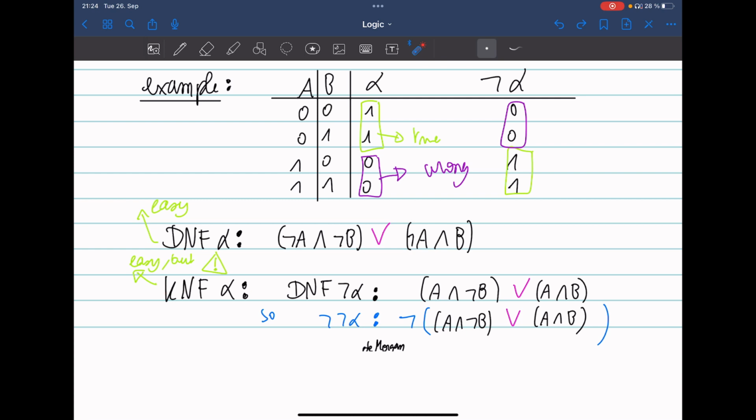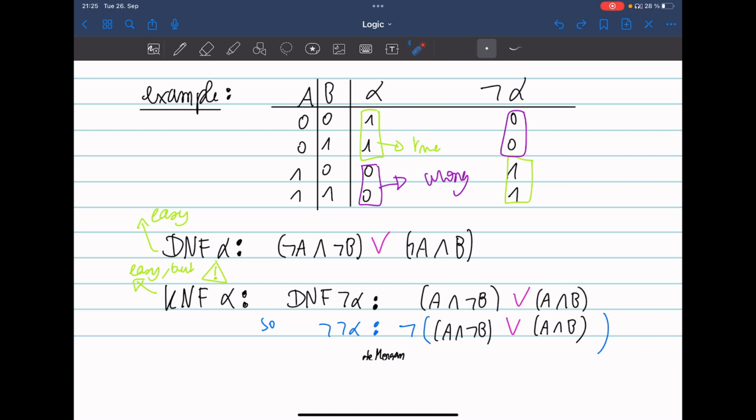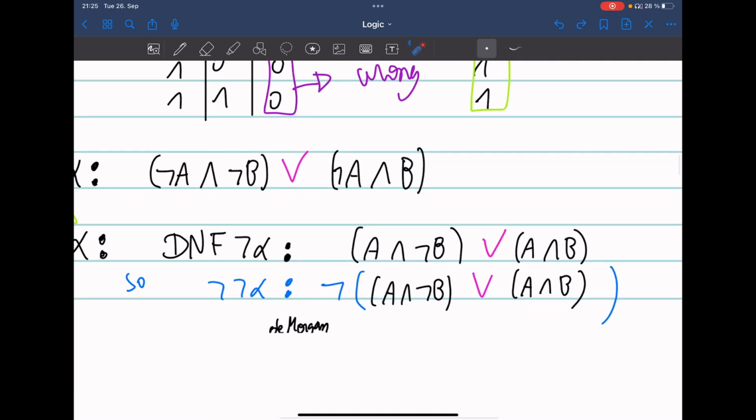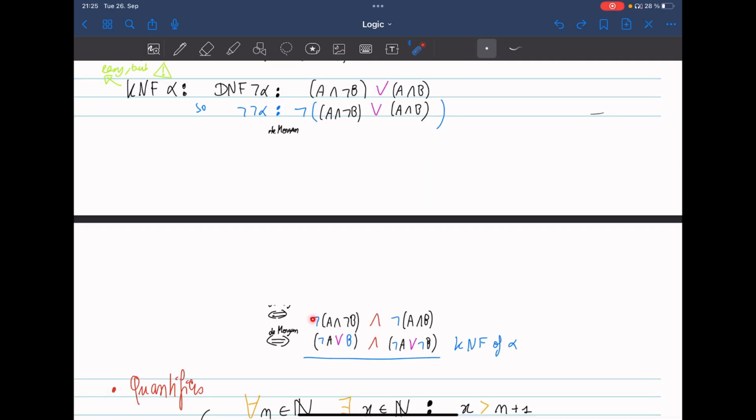What about the conjunctive normal form? This is easy. You just have to remember that you first do the disjunctive normal form of not alpha. So you look at when not alpha is true, this row and this row. We build the disjunctive normal form from not alpha. So A and not B, or A and B. And then we just take the not of this whole thing. And here we use the De Morgan law. So it's going to be not this thing and not this thing, like that. And then we have the conjunctive normal form of alpha.